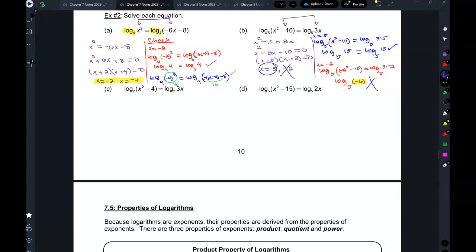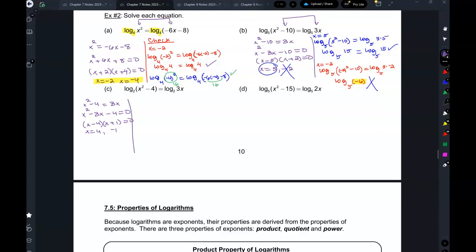All right, next, we set these two equal to each other. So x squared minus 4 equals 3x. Subtract the 3x. x minus 4, x plus 1 equal to 0. So x is 4 and negative 1.